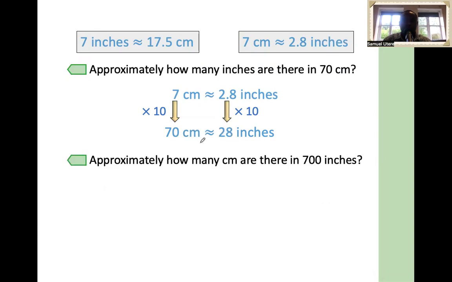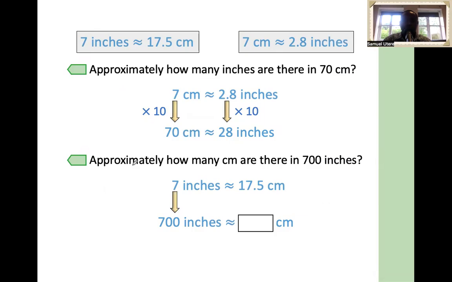What if the question is how many centimeters are there in 700 inches? So remember, inches is what we're looking for. Inches is what is mentioned. So we need to pick the fact that we have deduced from the conversion graph that starts with inches, and that is this one. So 7 inches is equivalent to 17.5 centimeters. Now, 700 inches would have been scaled up by 100. So it means we need to multiply 17.5 by 100, which will give us 1,750 centimeters.